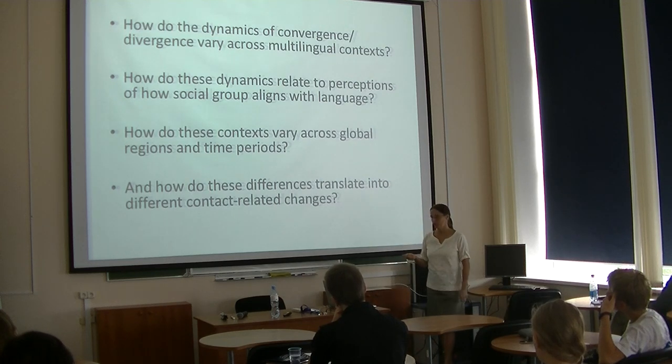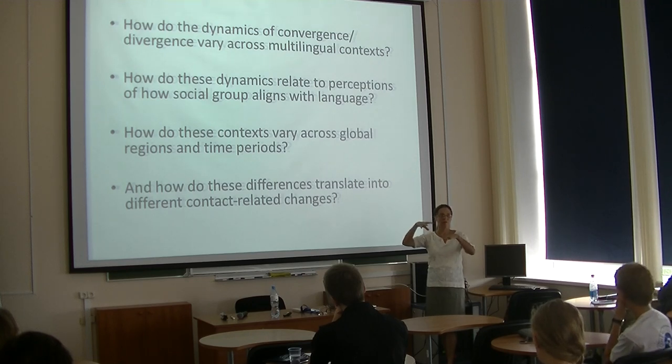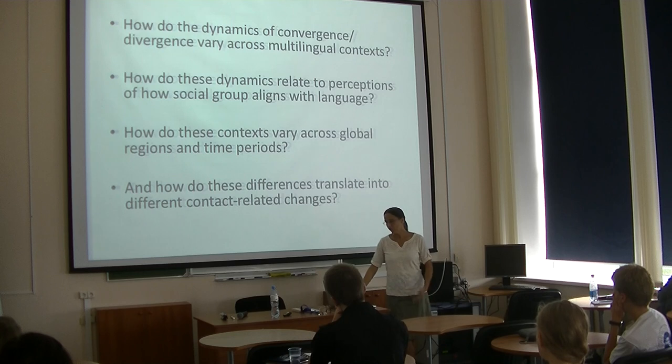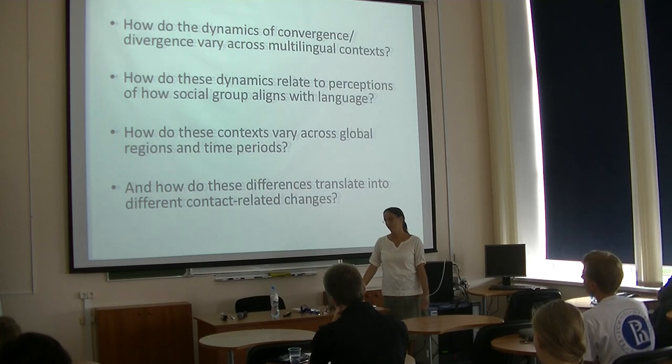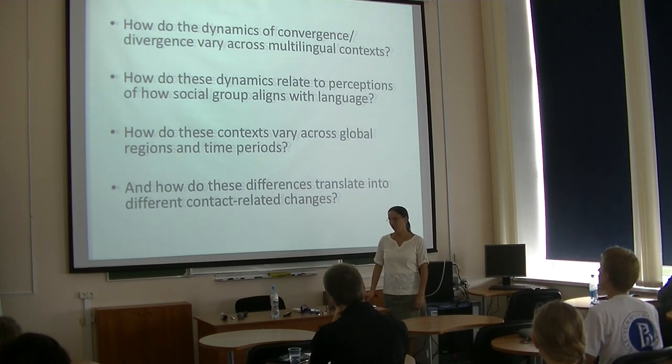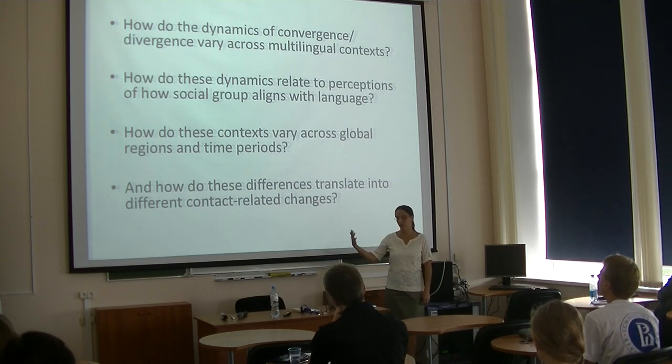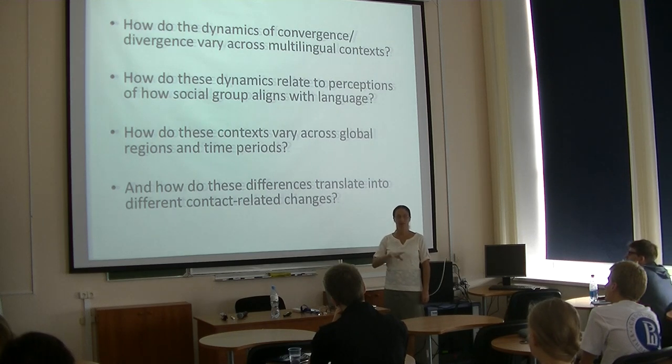So one of the points that I'll come back to toward the end is that even in the same place with the same individuals, you can have different contexts that may be historically relevant in different ways. So for example, local indigenous contexts versus colonial overlays, and these may have very different outcomes related to the languages involved. So ultimately, how do these differences translate into different contact-related changes? I think an important caveat here is that we have to be very careful in making predictive assumptions about contact dynamics and applying them from one context to the next, at least without a fairly detailed understanding of the contexts themselves.